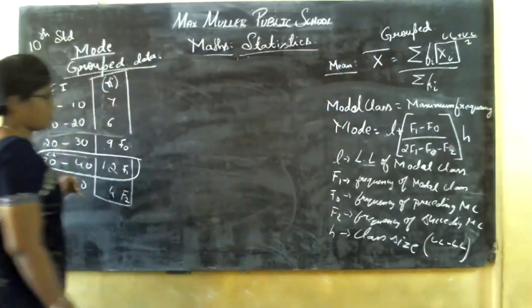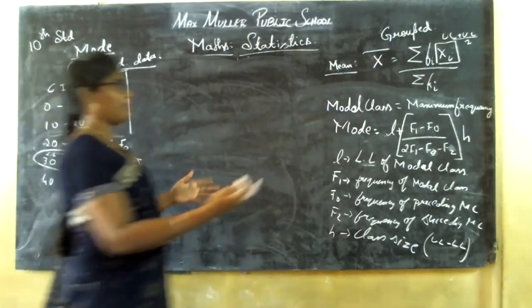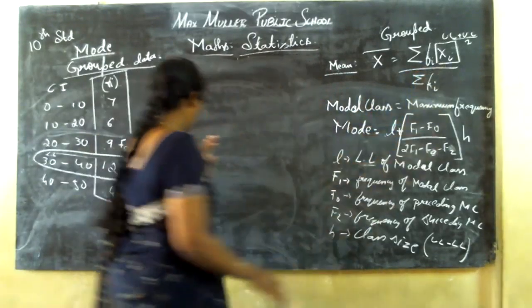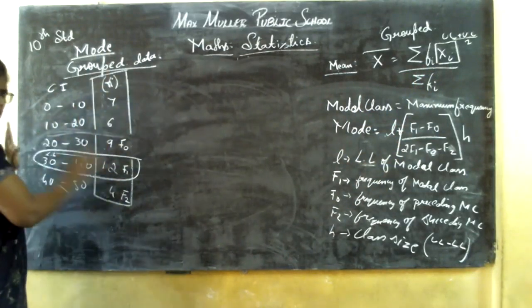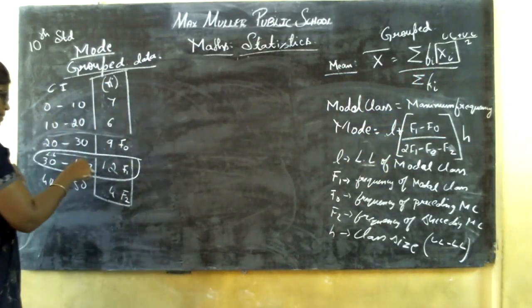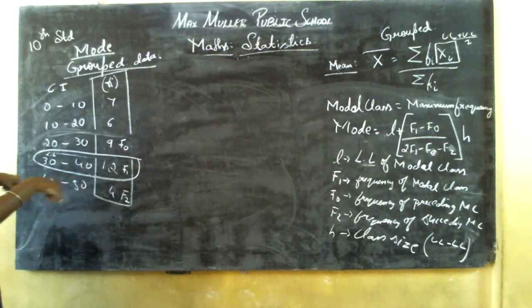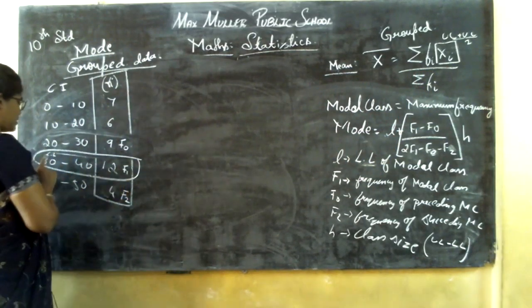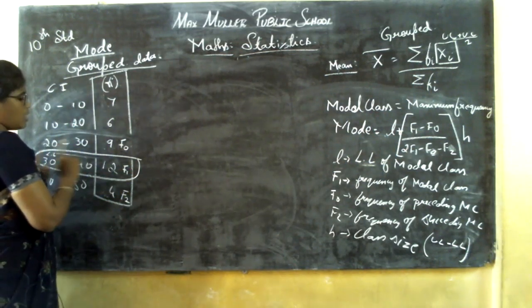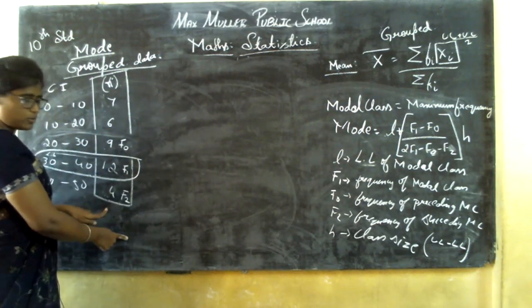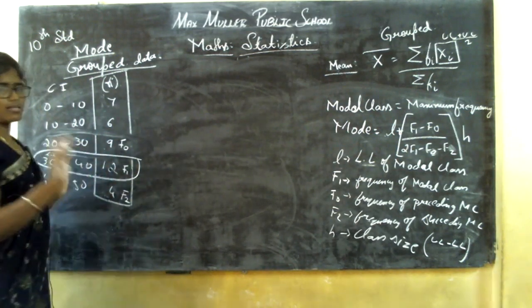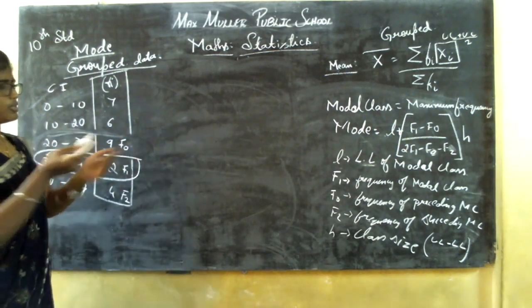Now let me solve. There is no multiplication here. You are given a tabular column with frequencies. In that you are going to choose the highest frequency, and name it as the modal class. In that you see the lower limit, F1, the one above F0, the one below F2, and the class size. That's all. Then substitute in the formula.